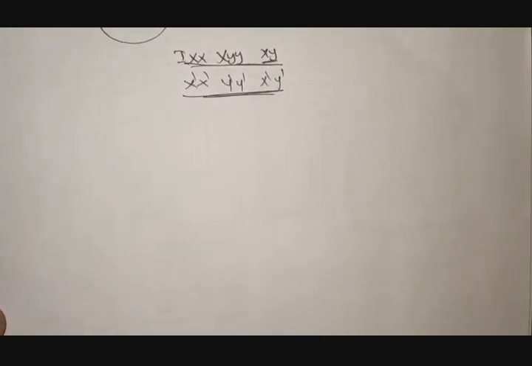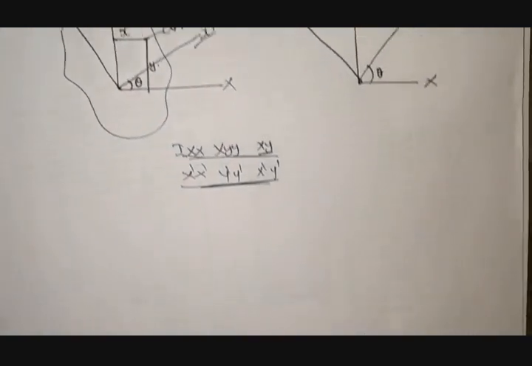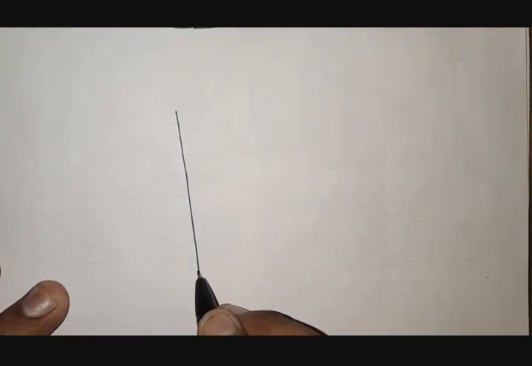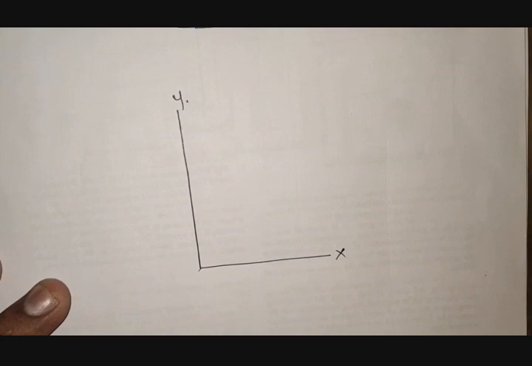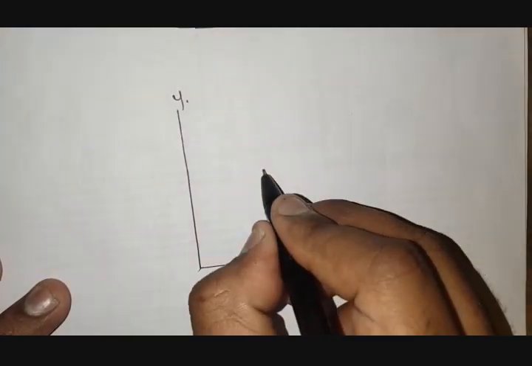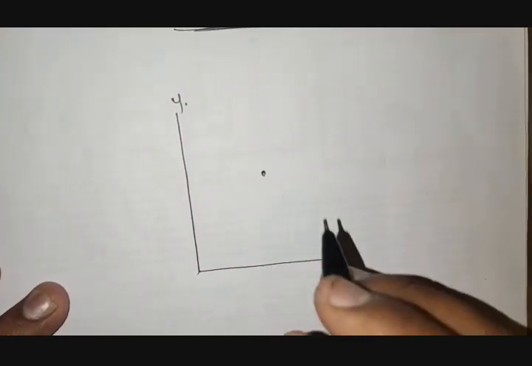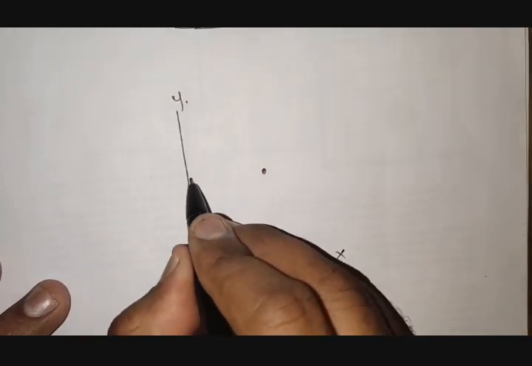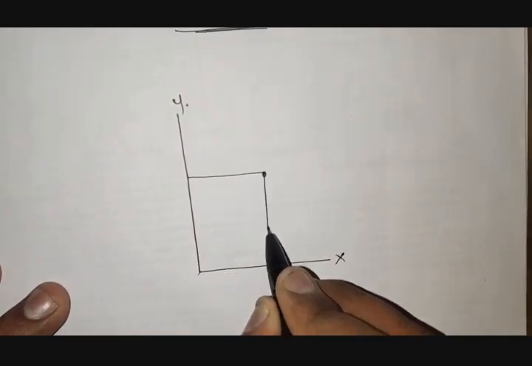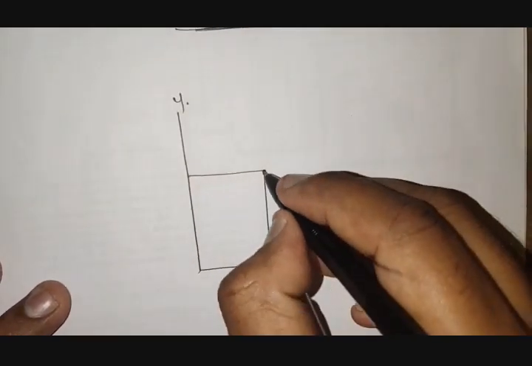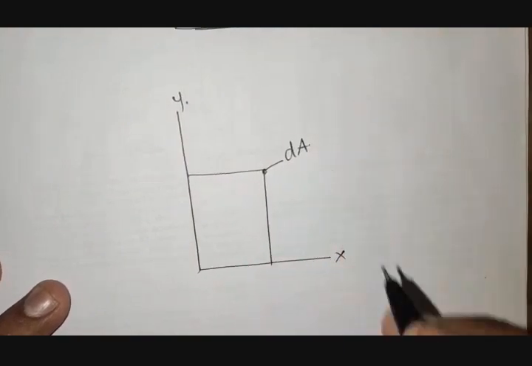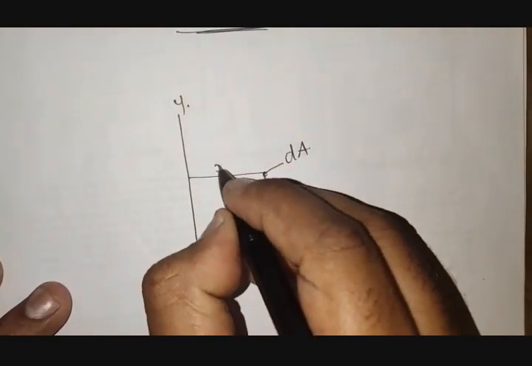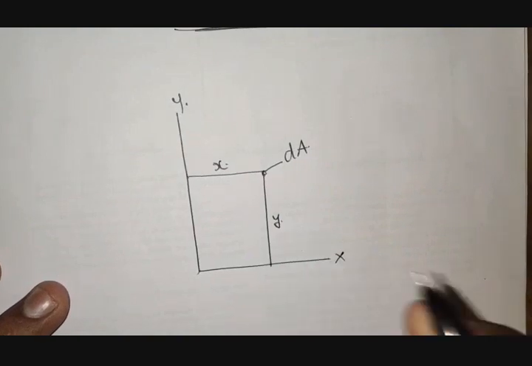Now in detail we will draw this figure. If you take the section, this is x and this is y, and I am going to make some body over here. This is the section, with portion dA. I am going to take this portion dA, with x and y.